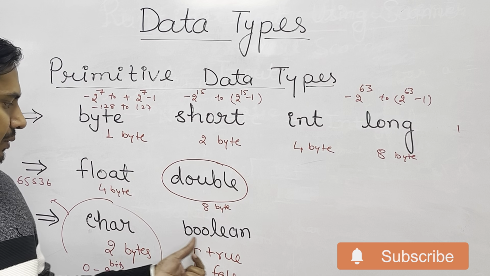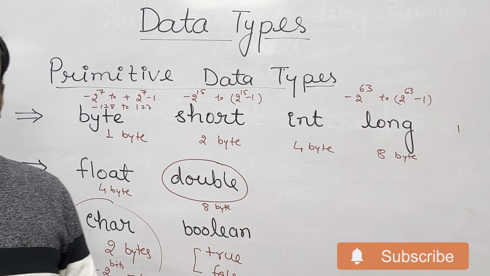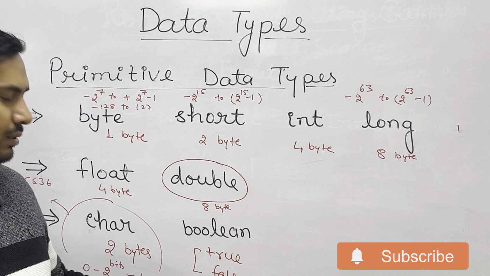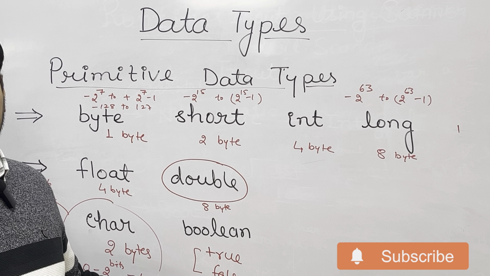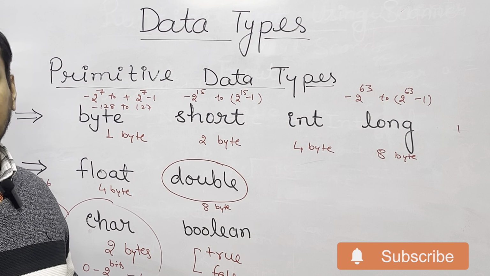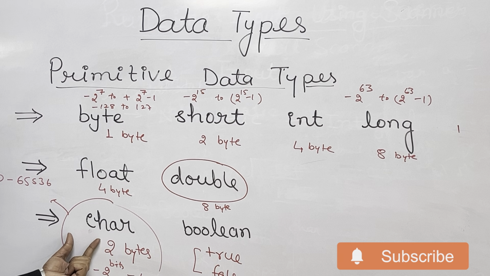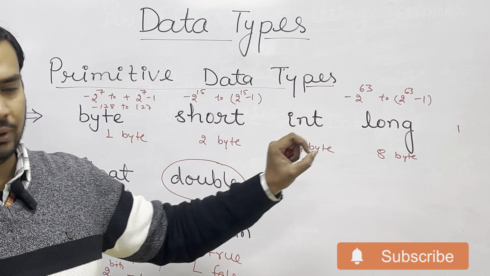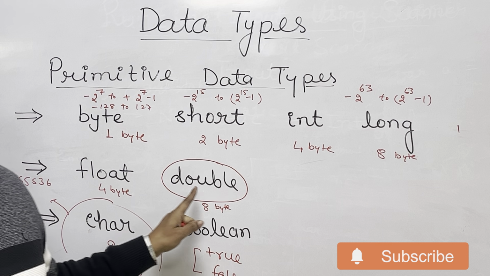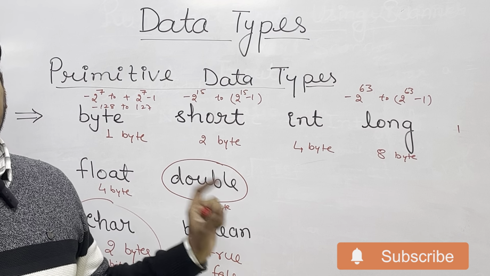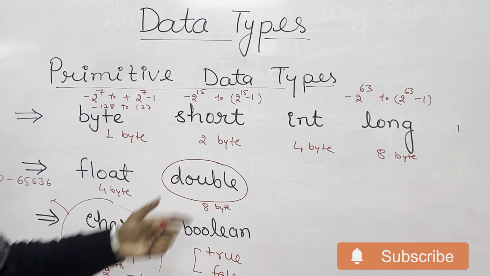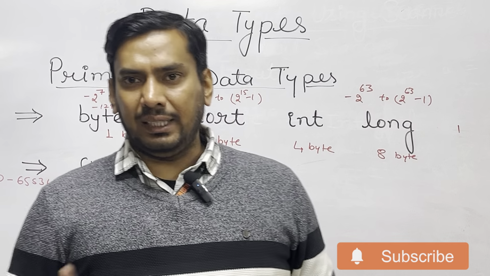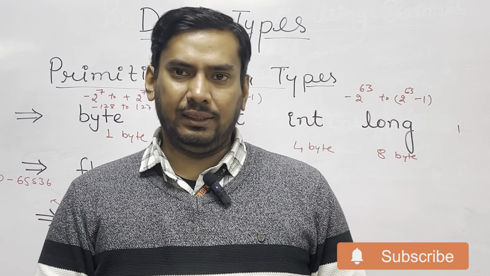Then for boolean, I have already told you that we don't have boolean with value 0 or 1. It will be either true or false. By default, the value of boolean is false, the value of char is null, the value of integer type is 0, and the value of floating point variables is 0.0. So that is the introduction of primitive data types, and in the next video we will talk about narrowing and widening. Thank you.